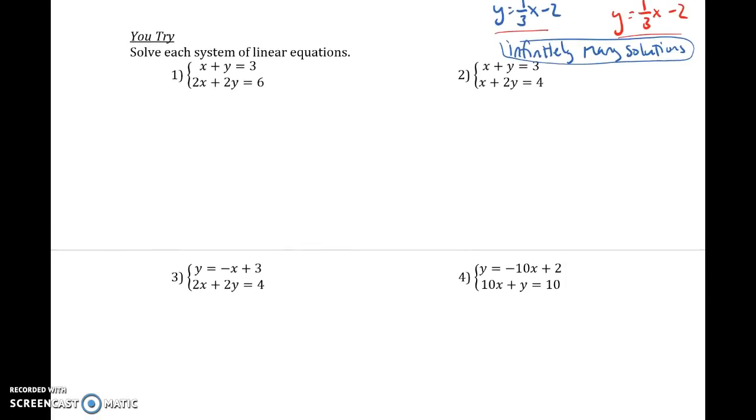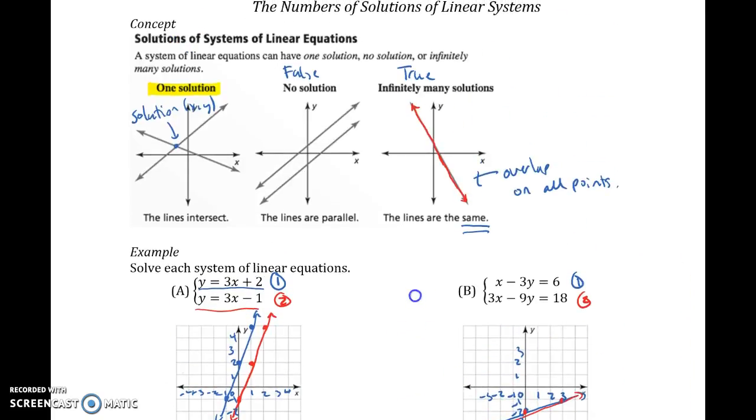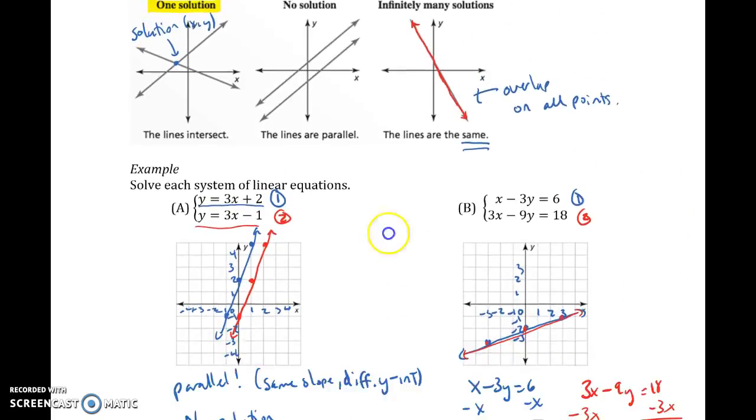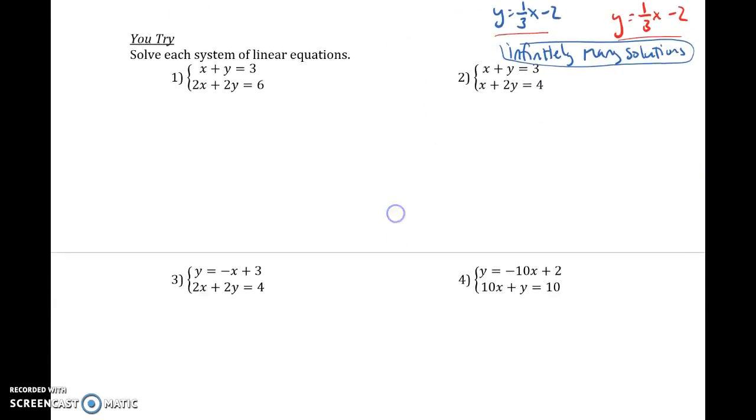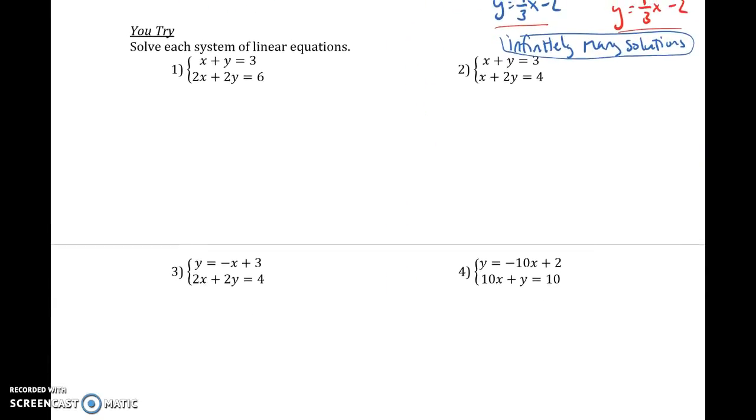One thing you do want to note though is if you do have a situation where you have one solution, please solve it. So you want to go ahead and either use substitution, elimination, or graphing to solve it.